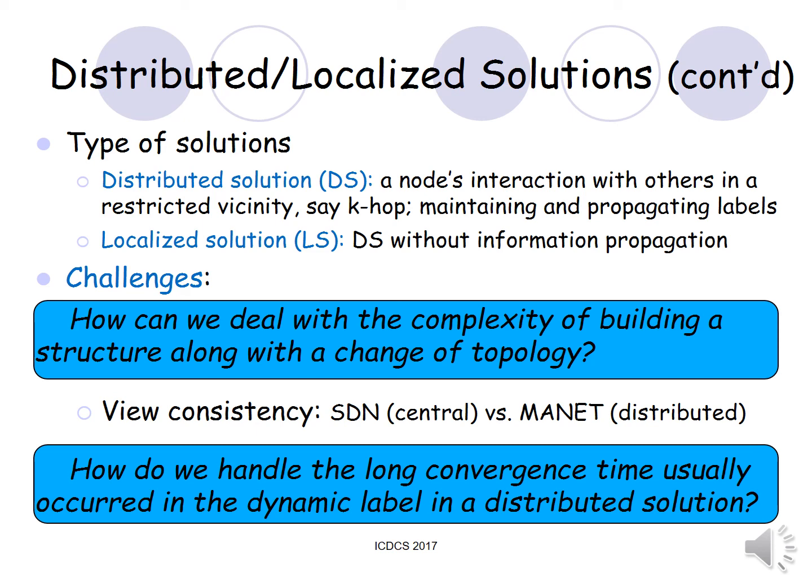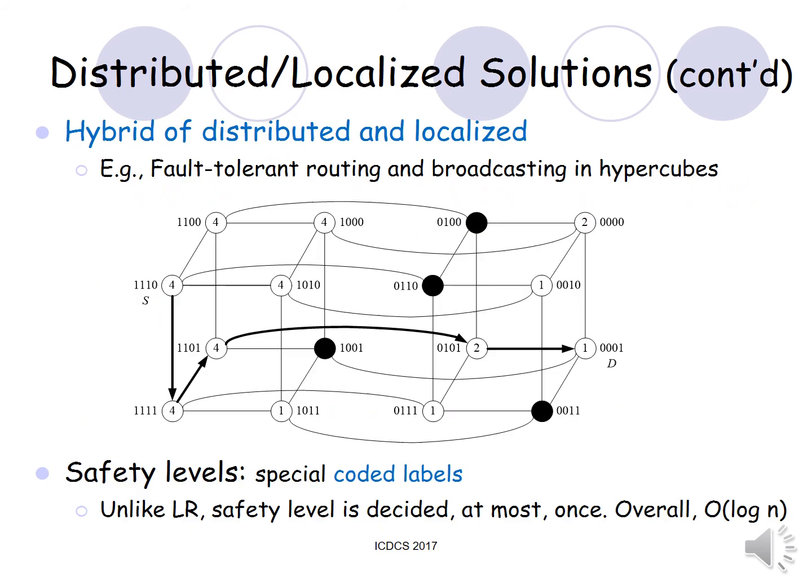So the main challenge is how you keep a view consistent, because each node sees a different picture of the whole network. Another challenge is how do we handle the long convergence time usually occurring in the dynamic label in a distributed solution. So let's look at some possible solution.